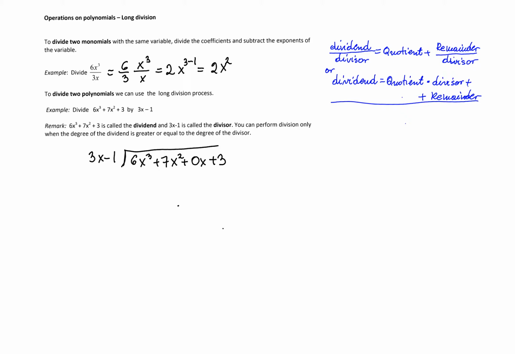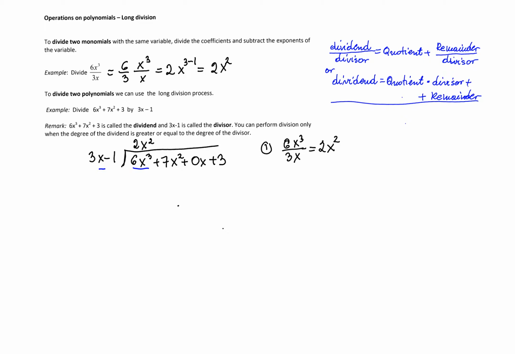We don't have numbers here as in the long division, so we use the leading terms. We take the leading term of the dividend and divide by the leading term of the divisor. This is our first step. So the first is 6x cubed divided by 3x, and as we've seen above, this is 2x squared. We take that quotient and write it above. This is the quotient place.